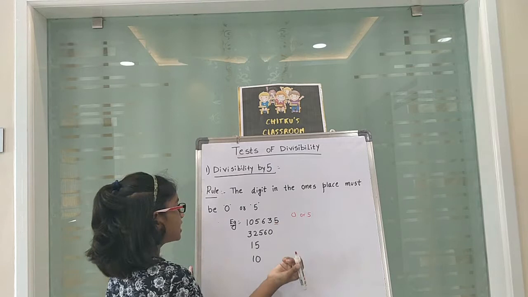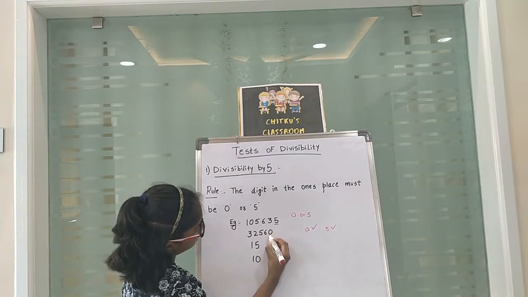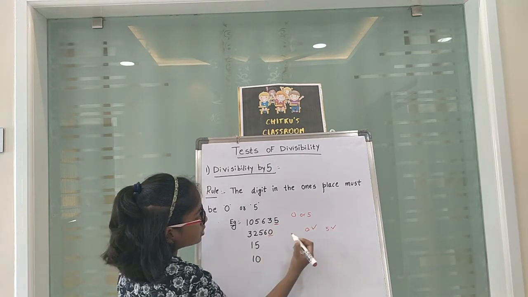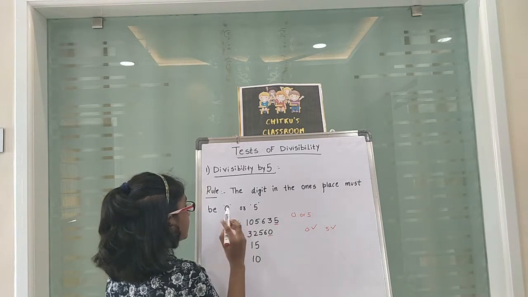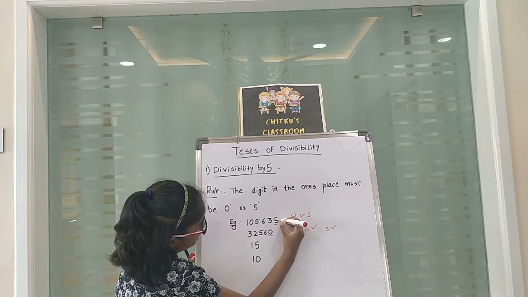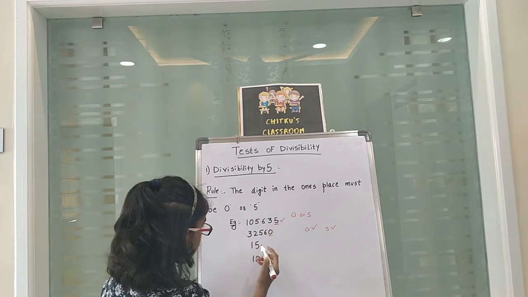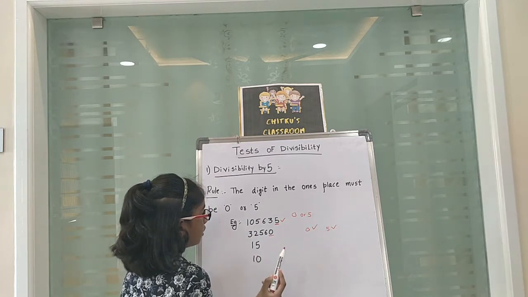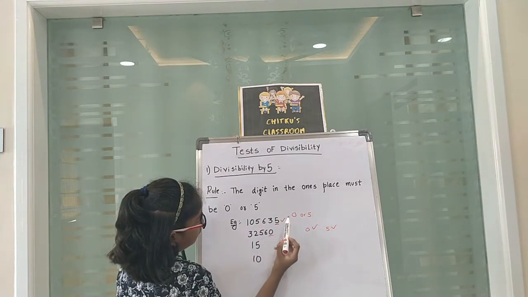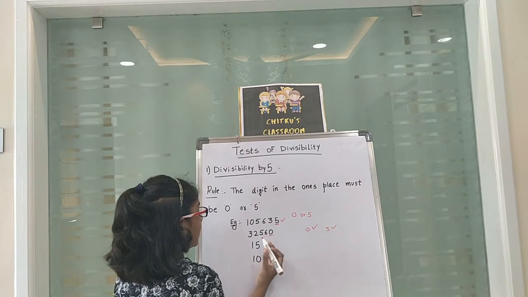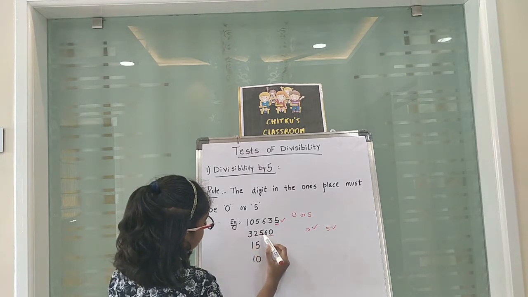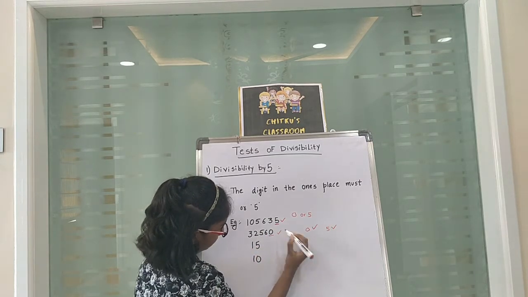So that means it's divisible by 5. Here the ones digit is 0, so that means if there is 0, it's divisible by 5. So this is divisible by 5. 1,05,635 is divisible by 5 and 32,560 is divisible by 5.